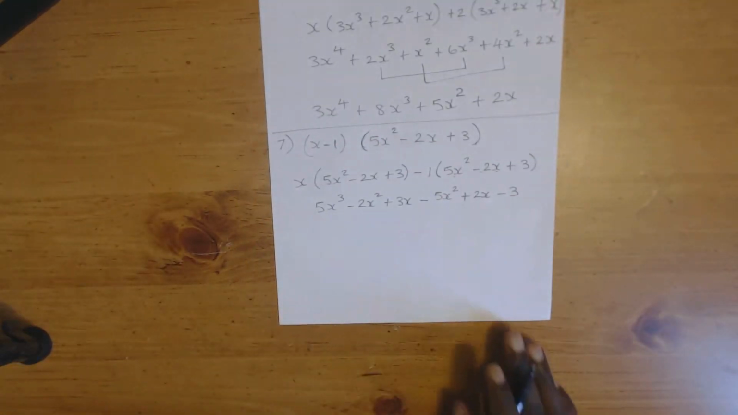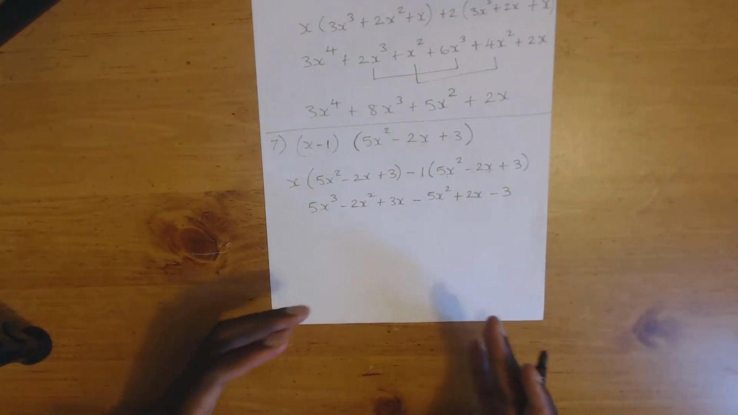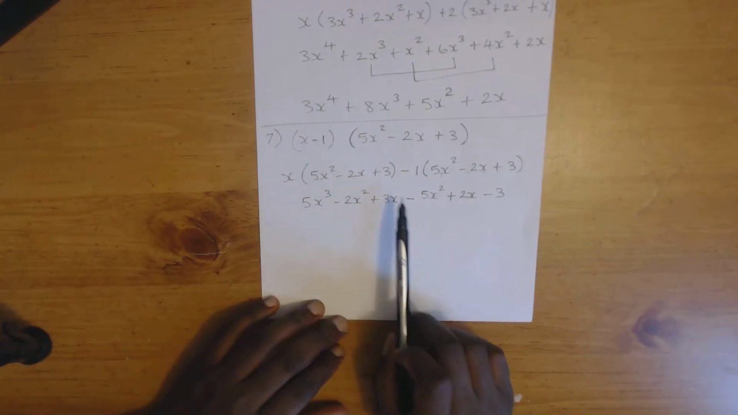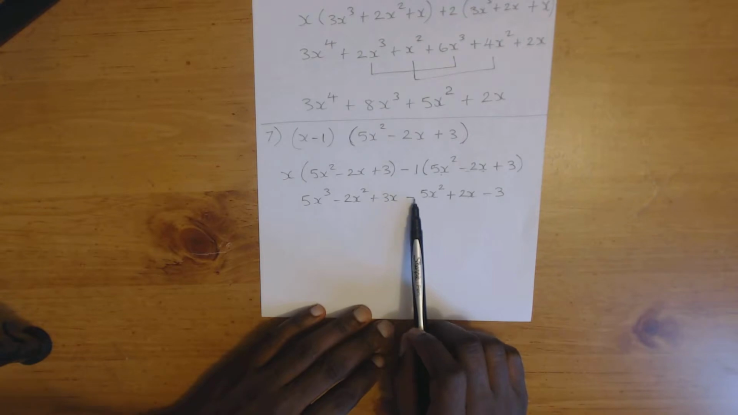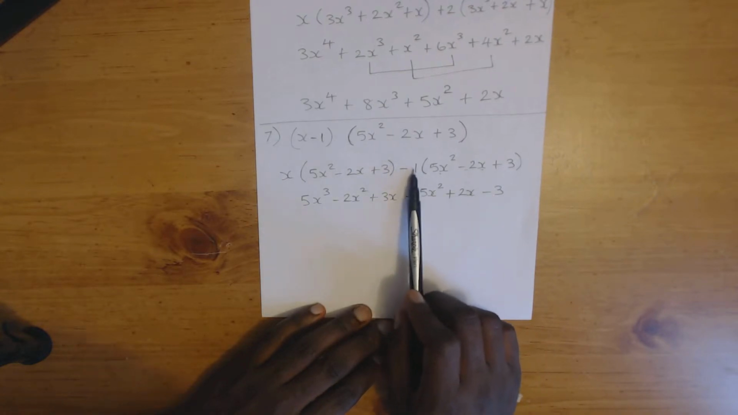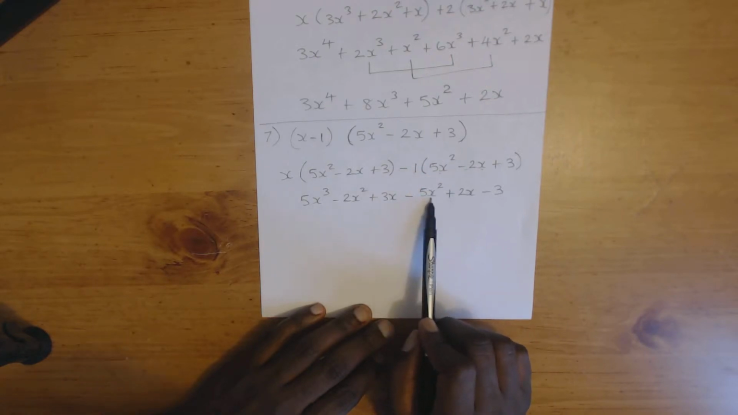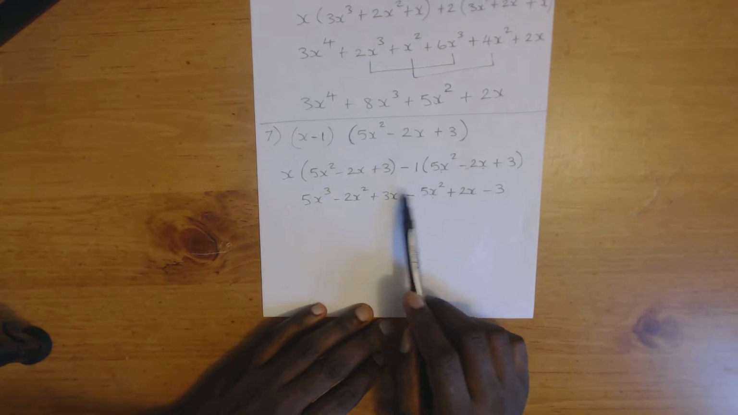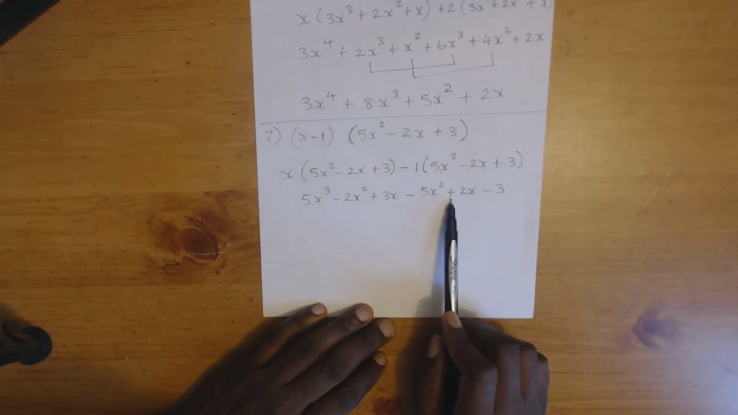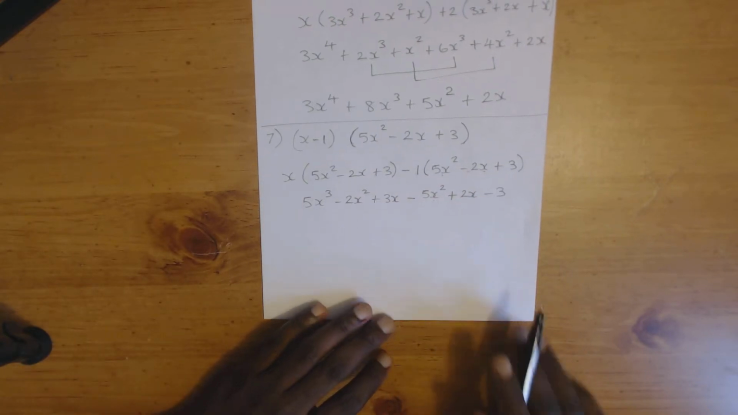Okay? So if it's not clear, you could rewind the video and go back over it and make sure you understand why I get these signs for these numbers. All right? It's because of the minus 1, and minus 1 times 5x squared is going to give you minus 5x squared. Okay? And the same goes for minus 1 times minus 2. Negative times negative gives positive. And minus 1 times plus 3 is minus 3. Okay? So here we go.